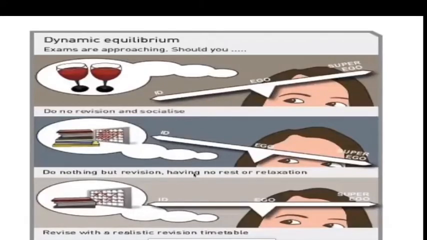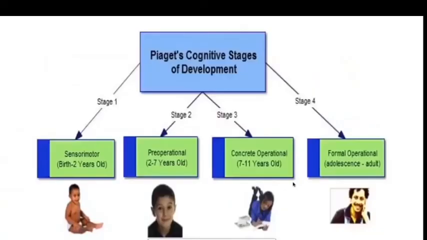Okay, so that's the id, the superego. Both of them are extremes. And the ego, of course, that's the balance. So those are the three parts of Freud's psychoanalytic theory. Now, you also have the learning theory of Piaget, Piaget's cognitive stages of development theory.